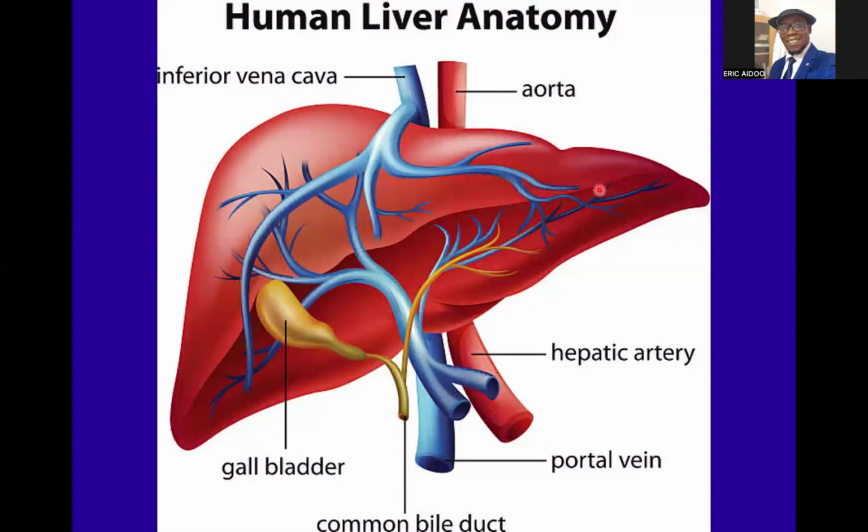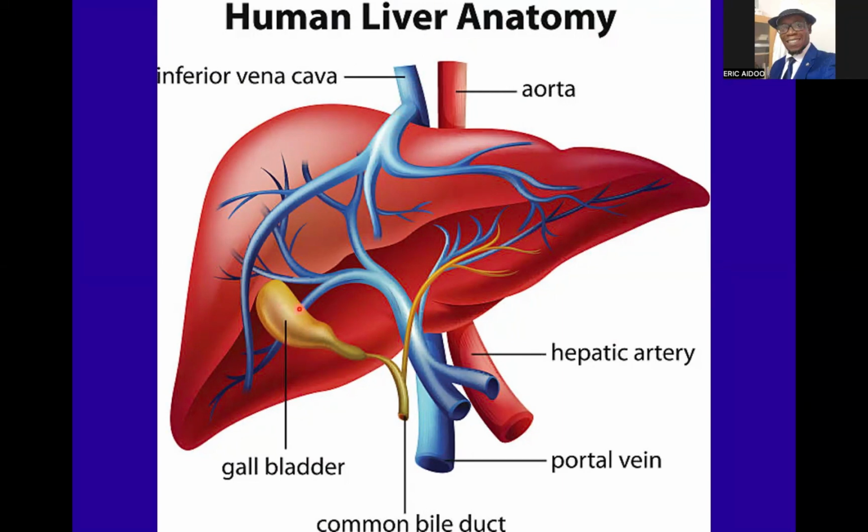So this is a picture of the liver. It has several lobes, and I'm sure you might have come across the left lobe, right lobe, caudate lobe, quadrate lobe. So the human liver is supplied by the hepatic artery and the portal vein, and it is drained by the hepatic vein, which is connected to the inferior vena cava.